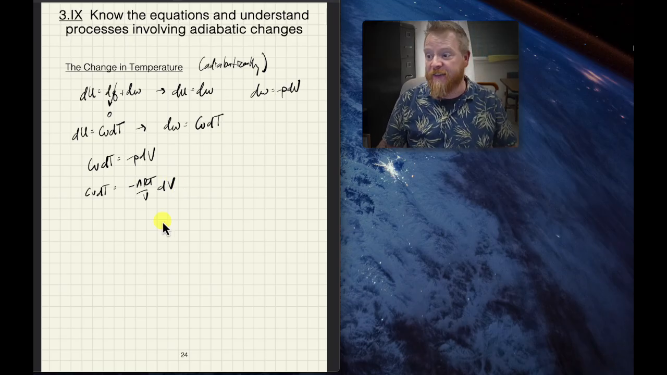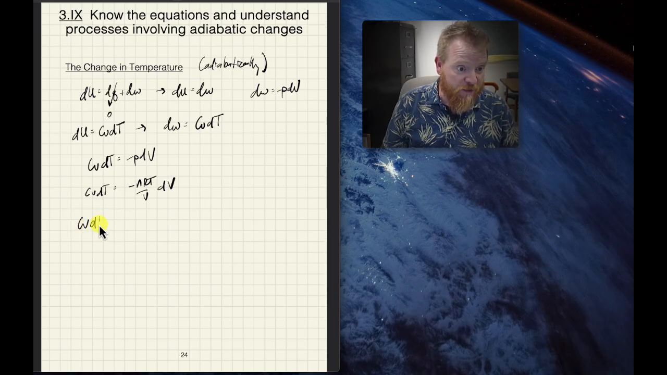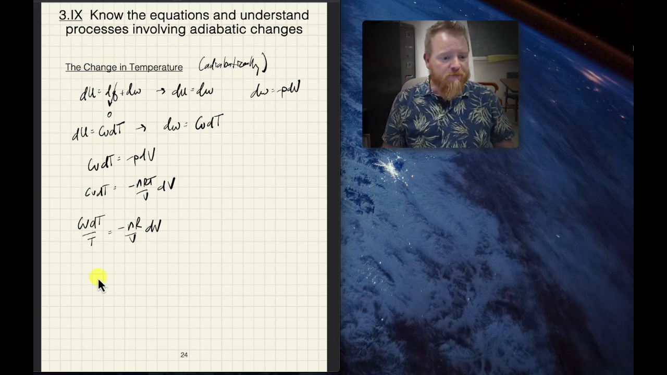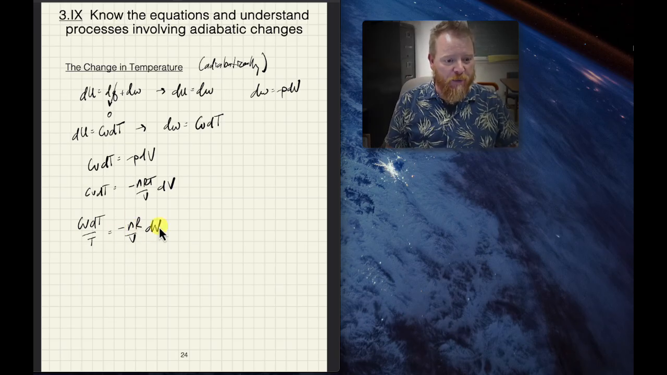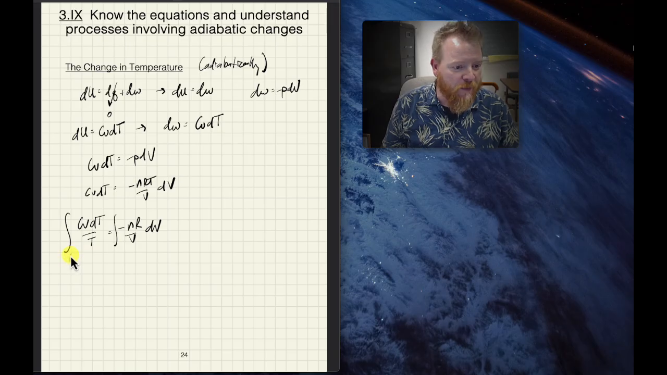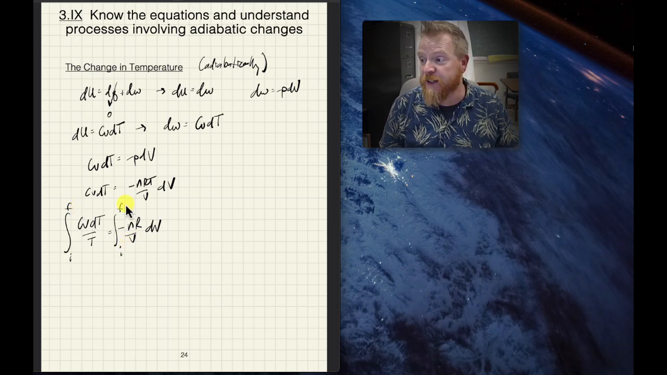So we're going to put like things with like things. So we've got a dT over here, so I want temperature to come over into that position. So that's going to become Cv dT over T. And now here we're left with negative nR over V dV. Okay. And because we've got our like variables with our like variables, we've done the dividing part. We can now conquer. So that's going to be taking the integral from initial conditions to final conditions. So on the left-hand side, that's going to be T initial to T final. On the right-hand side, that's going to be V initial to V final. Okay.